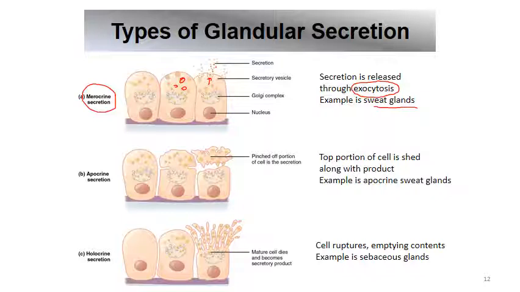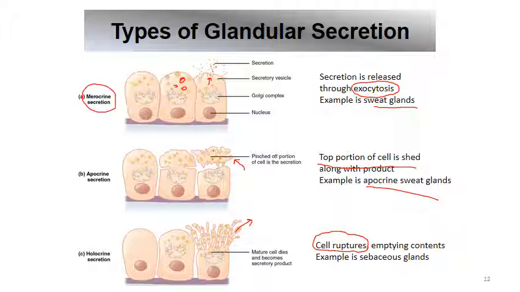Then an apocrine type of secretion, and this is used by apocrine sweat glands. So here, again, the stuff is put into the vesicles, but the top portion of the cell breaks off. It also breaks into pieces, and whatever was inside is now outside. So for this, let's underline: top portion of the cell is shed. Okay, and the last one, holocrine secretion. So here, know that the entire cell explodes. It ruptures. So then whatever was inside comes out. An example of this is the sebaceous glands that we're going to learn in the next chapter.